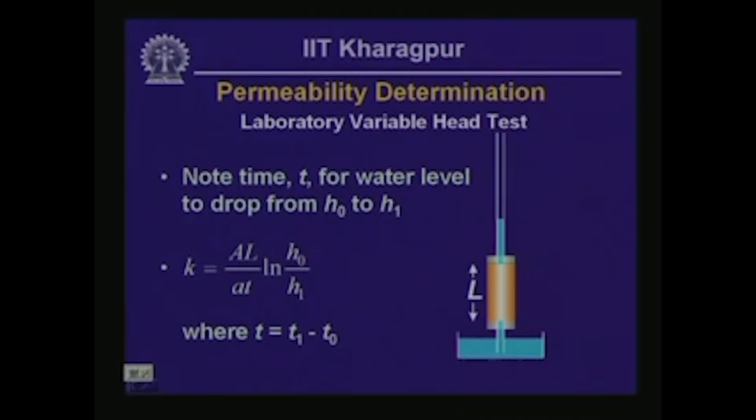We find the time difference between these two elevations, between when the water within the standpipe at the top end of the cylinder was at H naught and when it was at a height of water of H1, and from these data we can calculate the permeability using the expression given on the bottom left of this particular slide.